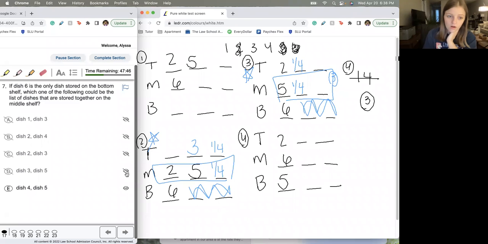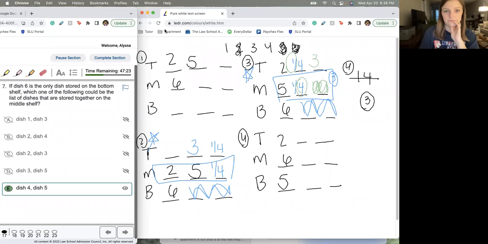So that is wrong. And that leaves me with E, which is 4 and 5, which I could make happen. I could pick 4 here. I could pick 1 here, and I can put 3 up there, which would just leave me with 5 and 4 on that middle shelf. So that's why E is our correct answer choice.